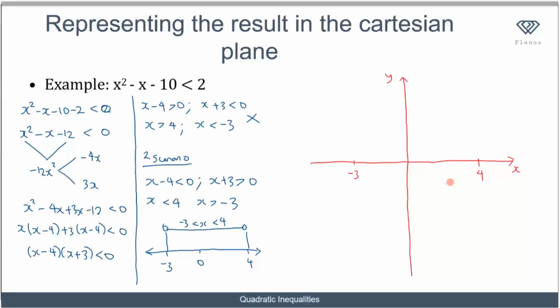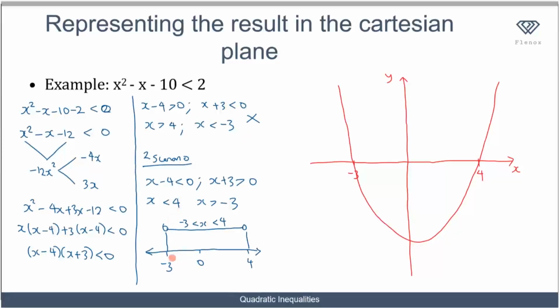Once you have located those 2 points, now you ask yourself, would the parabola face down or would it face up? How do we determine that? You look at the coefficient of x squared. As you can see, the coefficient of x squared in this question is positive. So the parabola will open up. So the curve will be something like this. The parabola will pass through here, then open up. Now, the last step is to shade the required region.